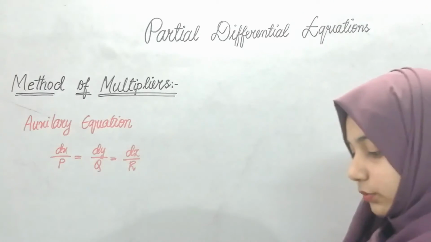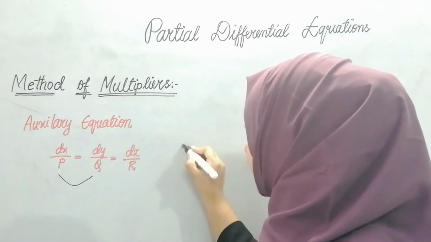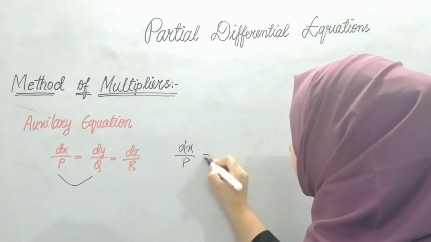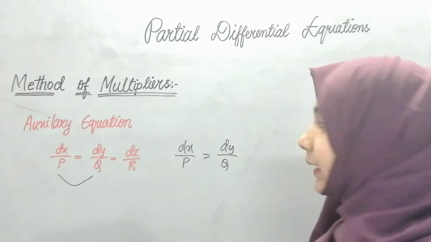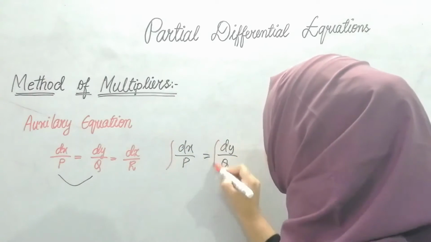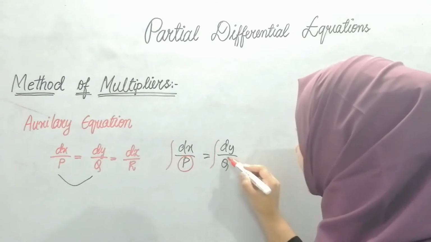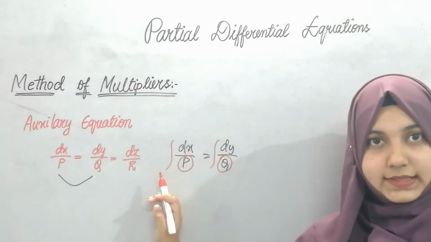And what is the next step that we do? We take any two. Suppose I'm taking the first and second, so I'll take any two members. Suppose I'm taking dy and dx. Next, what will I do? I'll integrate them, right? Suppose while I'm integrating, these terms p, q, r are nothing but combinations of x, y and z.